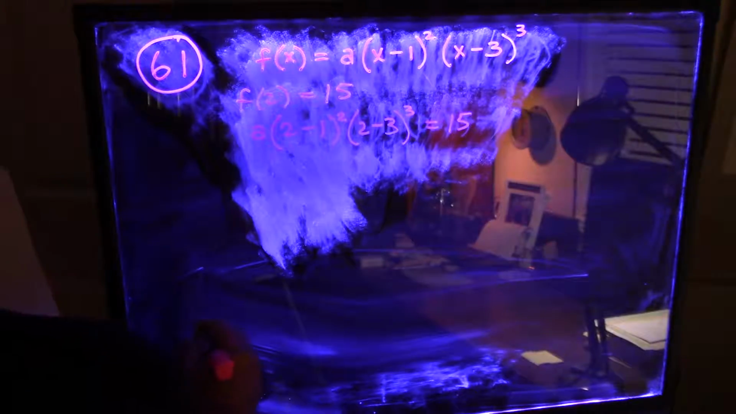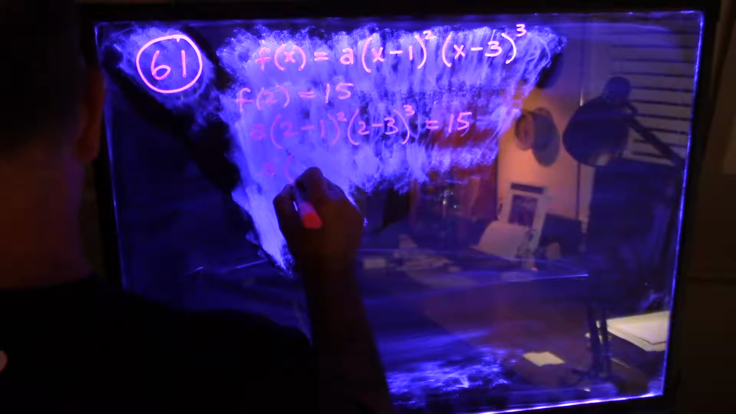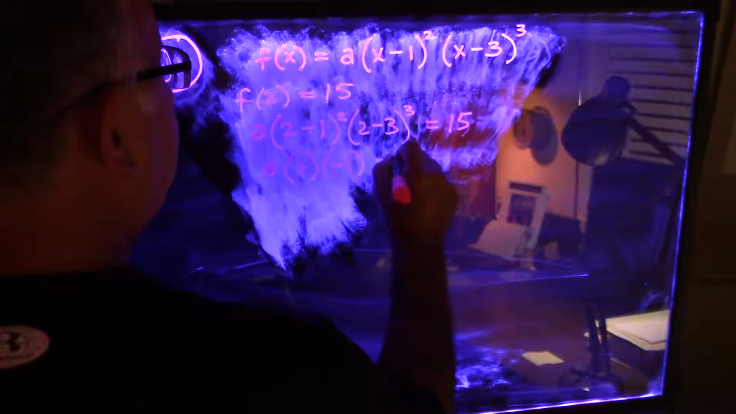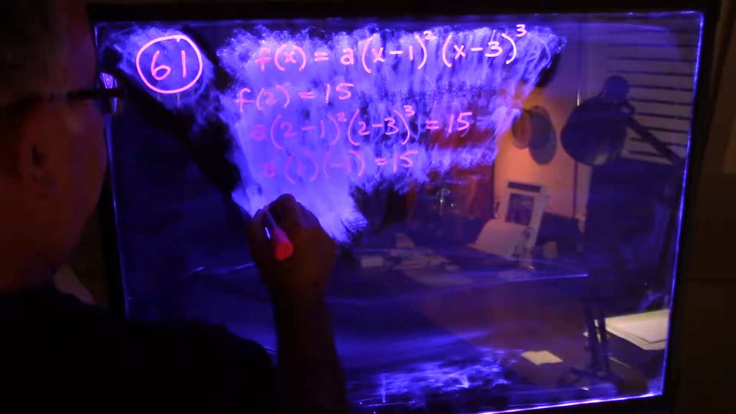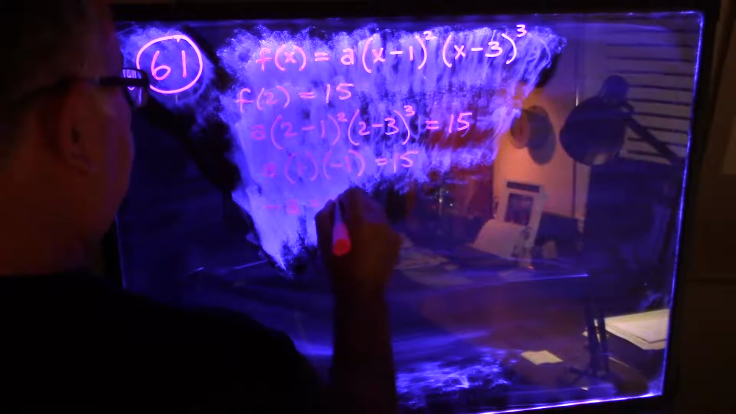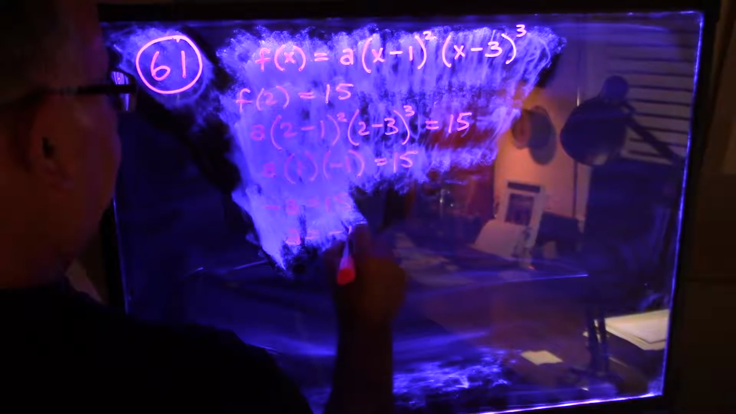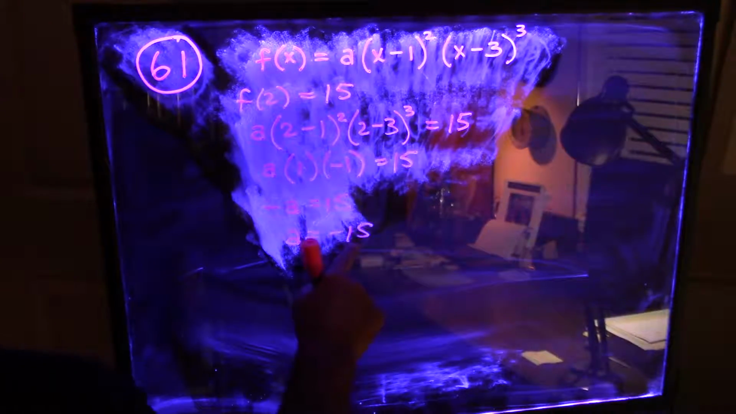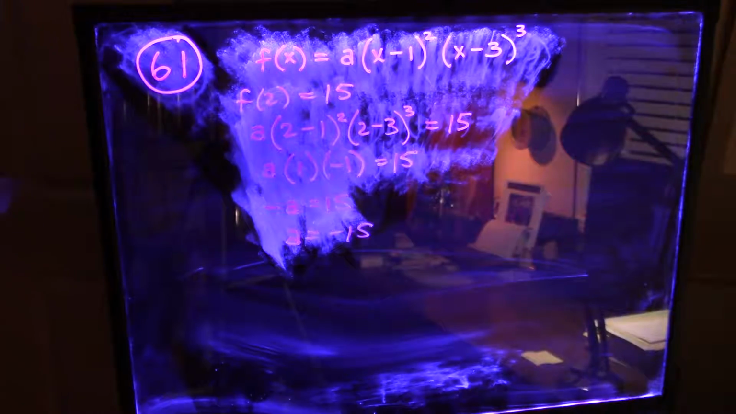Like that. And so we've got a, and that's 1 times negative 1 equals 15. And so, in other words, this is negative a equals 15, so multiply both sides by negative 1, you get a equals negative 15. Okay? So now you can just let a equal negative 15 up here, and you've got your function.